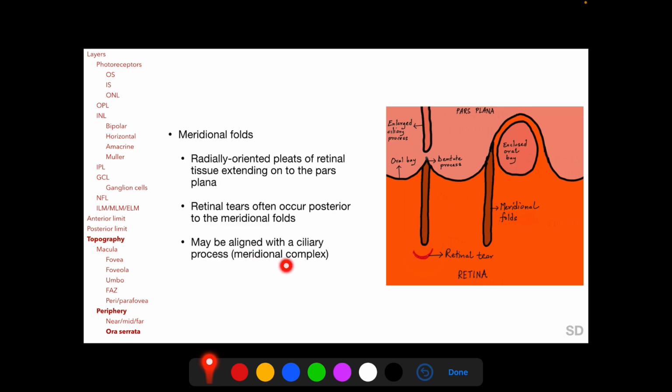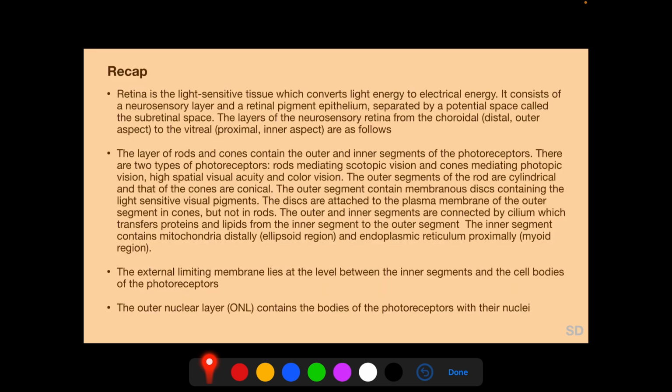To recap the salient points, retina is the light-sensitive tissue which converts light energy to electrical energy. It consists of a neurosensory layer and a retinal pigment epithelium separated by a potential space called the subretinal space. The layers of the neurosensory retina from the choroidal aspect to the vitreal aspect are as follows.